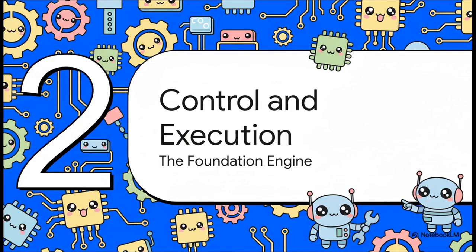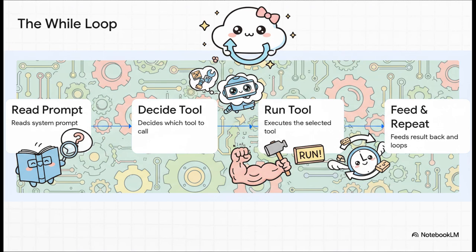Which brings us nicely to Section 2, agent control and execution. Let's look at that first pillar. What is the actual execution engine controlling the agent's behavior? Well, at its absolute core, a harness is really just a continuous while loop engine paired with a tool registry. It's an incredibly simple step-by-step process.